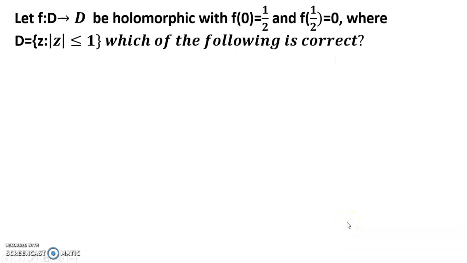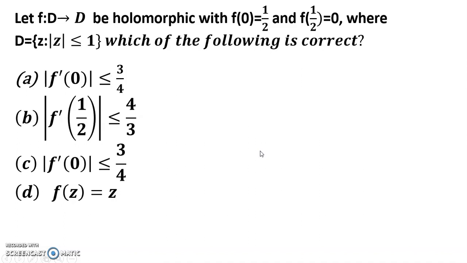Today's discussion is complex analysis. Let f: D → D be holomorphic with f(0) equal to 1/2 and f(1/2) equal to 0, where D equals {z such that |z| ≤ 1}. Which of the following is correct?